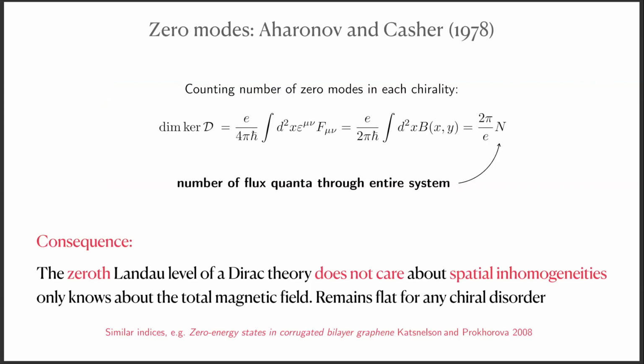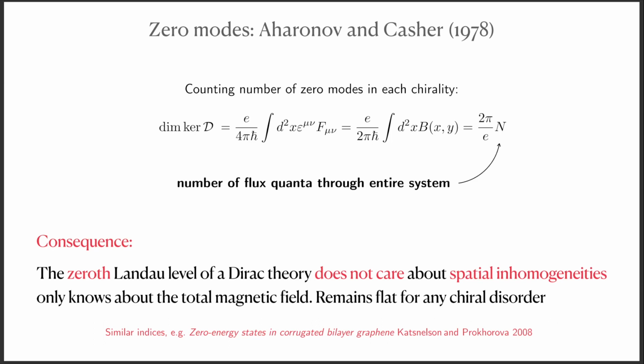So there's a really beautiful paper from very long time ago that basically tells us that the number of zero modes of this problem, so the number of states that are exactly on this flat band, is the integral of the total magnetic flux. This is an index theorem. It comes about because it's a topological index that reflects the anomaly of the Dirac point.